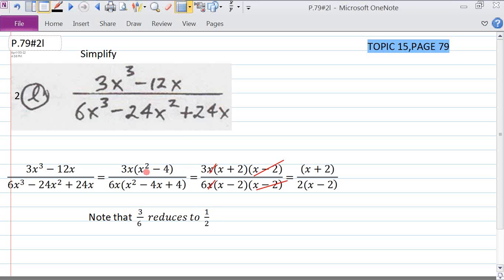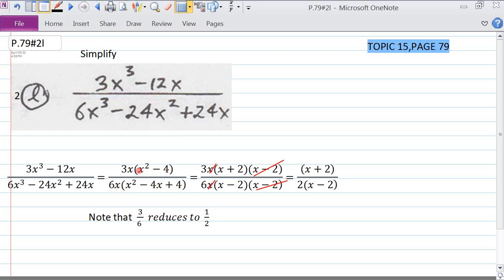Now I can factor this, and I can factor this further. So this is the difference of squares. There's no middle term, x plus 2 and x minus 2. This is a perfect square, x times x. And here we have minus 4x plus 4. I can only factor that as x minus 2 and x minus 2. So this is x minus 2 squared, if you like, which is equivalent to this.